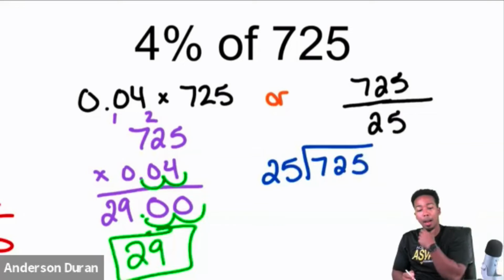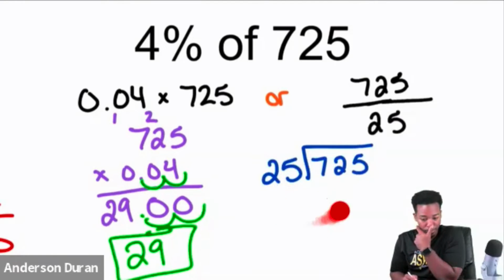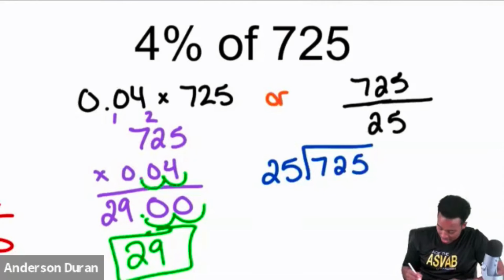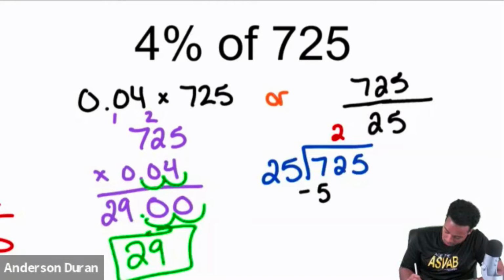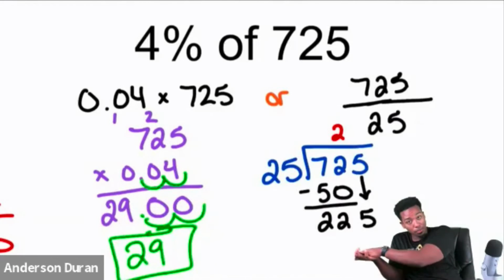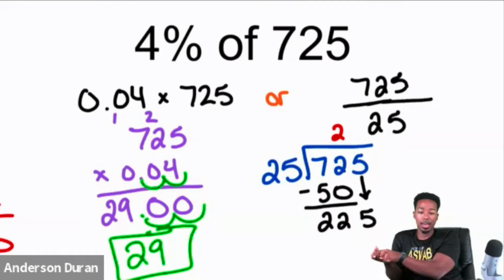Everybody, how many times does 25 go into 72? Twice. 25, 50. If you do 75, it's too much. 75 is bigger than 72. So just 25, 50. And so we've got 2, and we'll take away 50 right here, drop it down to give us 22. Bring that 5 down. And now we're saying, hey, 25 goes into 225. How many times is that going to be?